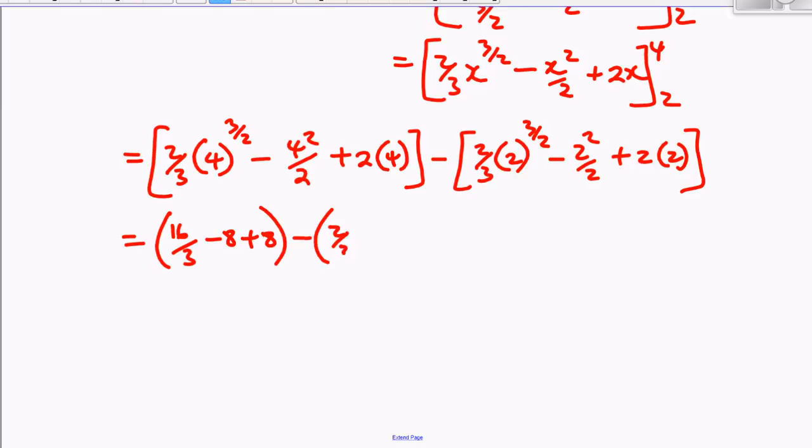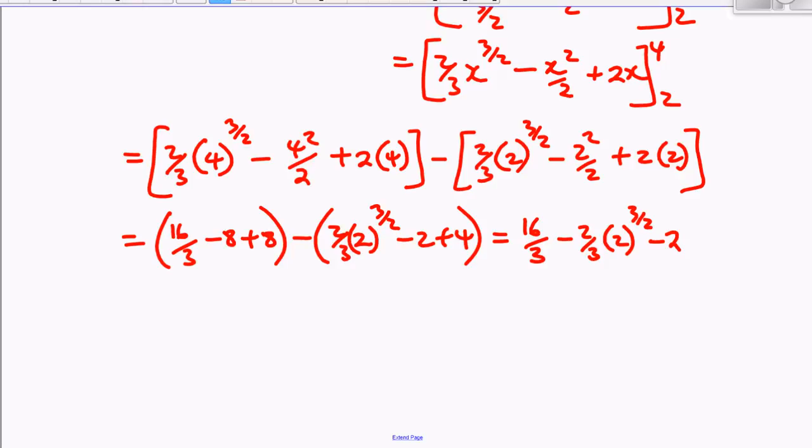minus 2 over 3 to power 3 over 2 minus 2 plus 4, which is equal to 16 over 3 minus 2 over 3 to power 3 over 2 minus 2, which is basically 10 over 3 minus 2 over 3 to power 3 over 2. Okay, so that is the area of B.